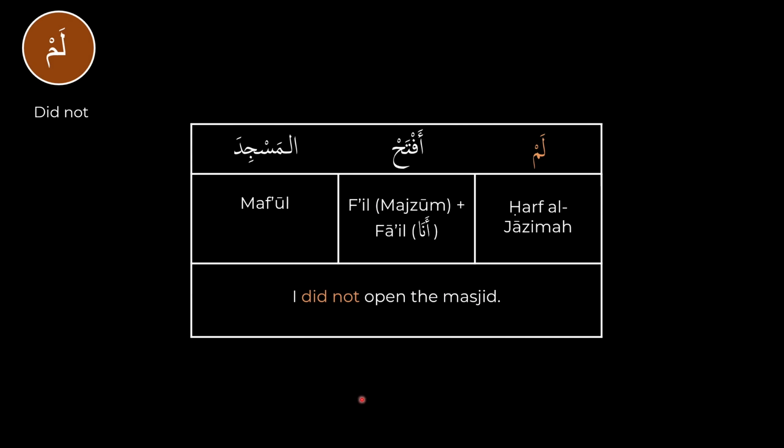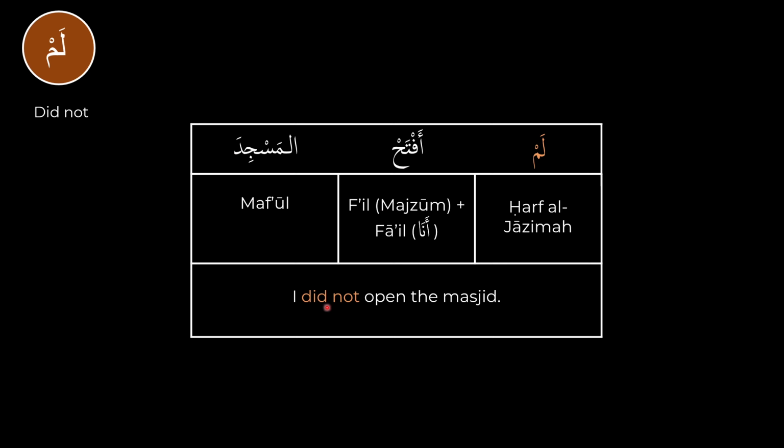Now let's take a look at an example. So here we have lam aftal masjida, right? Lam is going to be our harf al-Jāzimah, right? And it's causing the fi'l to go into majzoom, right? And the fa'il is inside, which is ana, right? That's why it's afta. And then we have the maf'ul, and we know this because of the fatha ending here. So this becomes I did not open the masjid, right?